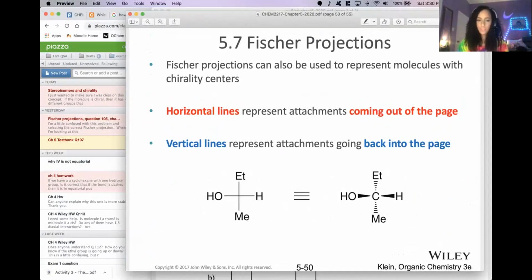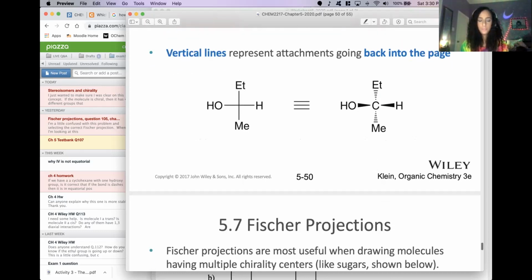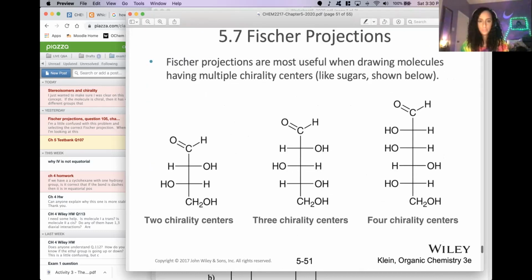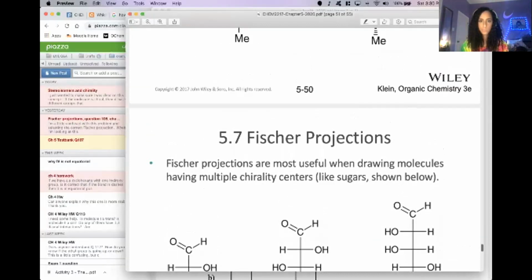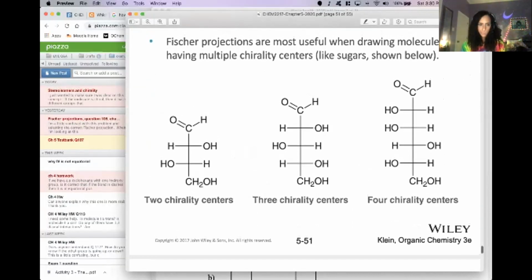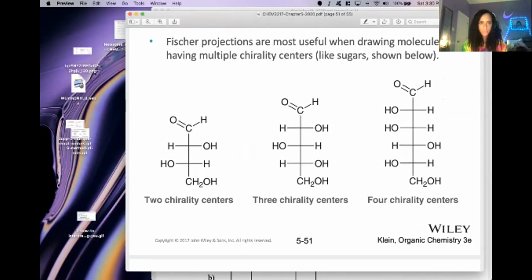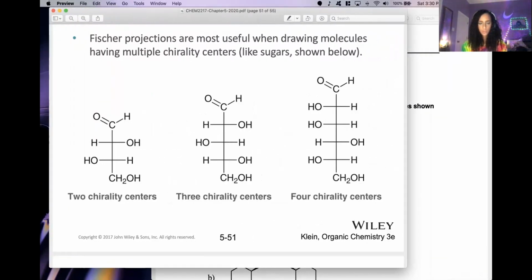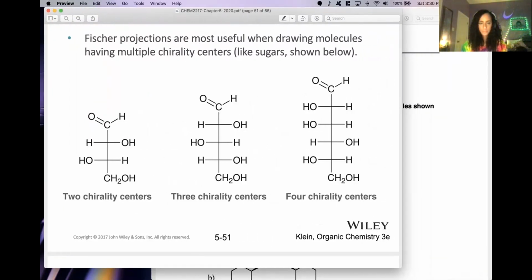See, I'm good right here. This I'm fine with. A-okay. When they're both wedges, because they're on the horizontal, that's what's confusing me. Okay. So that's forward. That's backward. Fisher projections are most useful when drawing molecules having multiple chirality centers like sugars shown below. Okay. So the horizontals are all coming forward. The vertical ones are coming back. And there's your dashes.